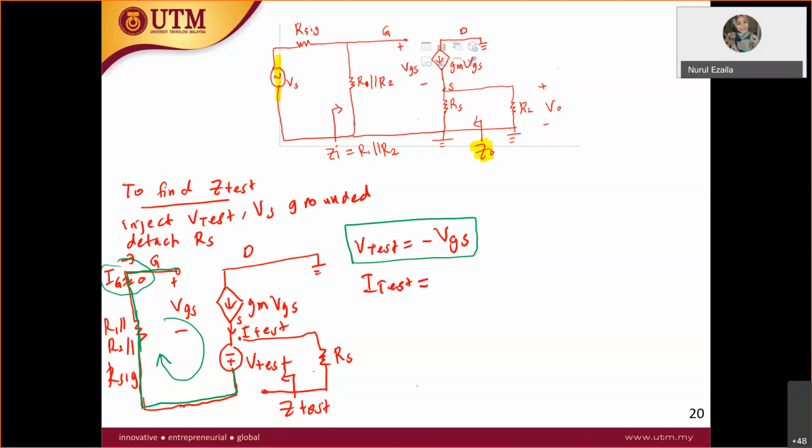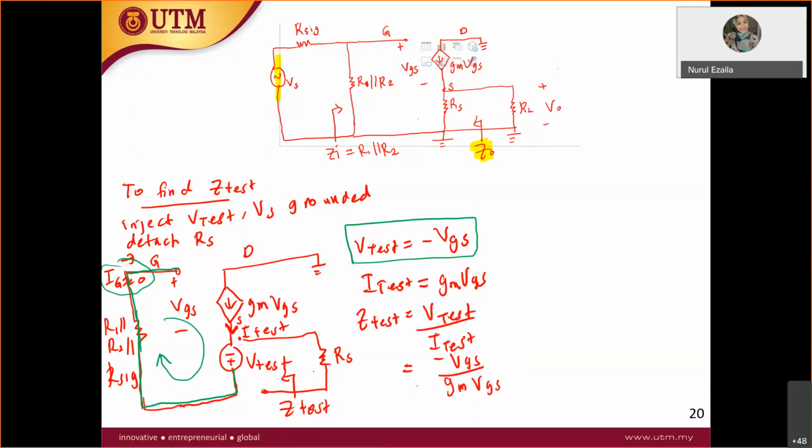GM VGS. Yes, correct, because it is in the same direction, therefore GM VGS. So Z test is equal to V test over I test, which is equal to negative VGS over I test, which is GM VGS. Therefore, you will get negative or positive?